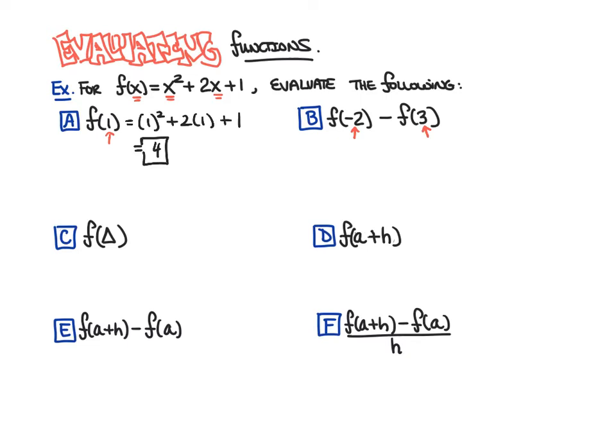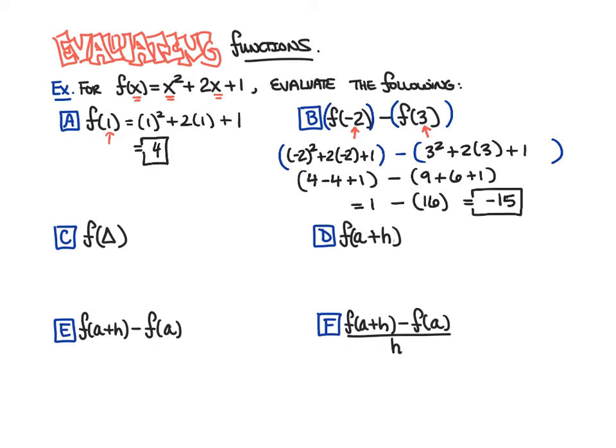What I really recommend for you guys is to use a lot of parentheses. So I'm going to put parentheses around this term and around this term so that I can really isolate exactly what each term is before I find the final answer. So if I put in minus 2 to the function, you're going to get minus 2 squared. You do have to square the whole negative 2, plus 2 times minus 2 plus 1. And for f of 3, we're going to get 3 squared plus 2 times 3 plus 1. And now you can evaluate these. Of course, to evaluate it, you want to use the order of operations. So you simplify what's in the parentheses first, and then you take that final difference at the end to get an answer of negative 15.